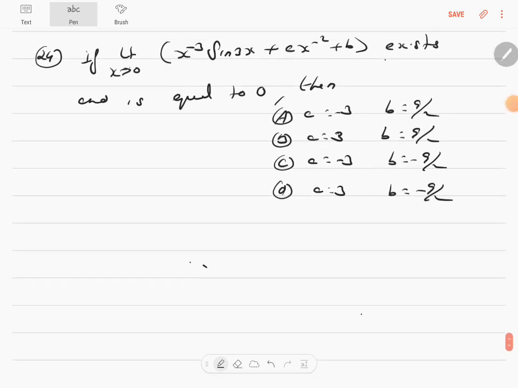If limit of x tends to 0, x to the power minus 3 sine 3x plus a into x to the power minus 2 plus b exists and is equal to 0. So the limit itself has been given to be 0. Let me try the sum. Then find the value of a and b. So can I write this as sine 3x by x cube plus a by x square plus b, limit x tends to 0.